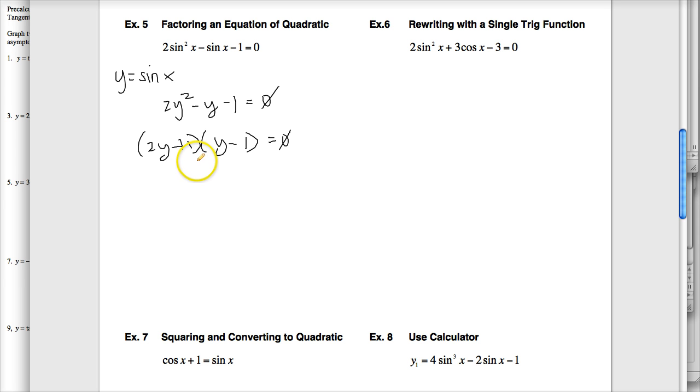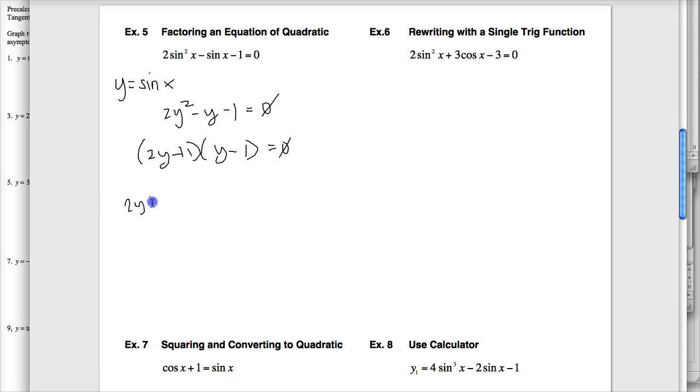Now, zero product property rule again. I have 2 things multiplied to give me 0. So 2y plus 1 has to equal 0, or y minus 1 has to equal 0. Solving for y, I'm going to skip a couple of steps here, y has to equal negative half. In this case, y has to equal 1.